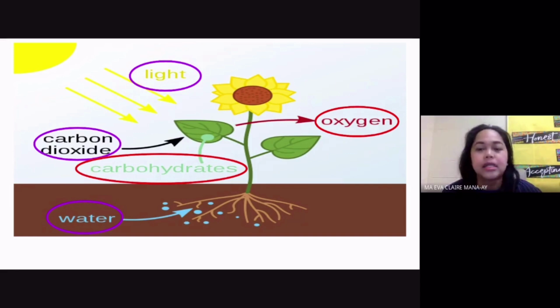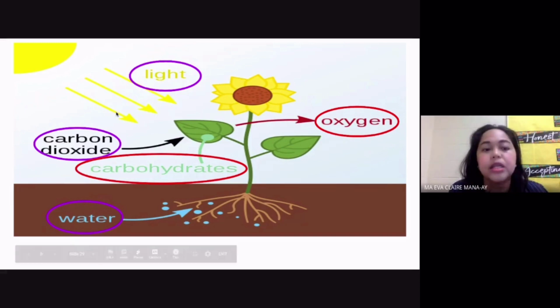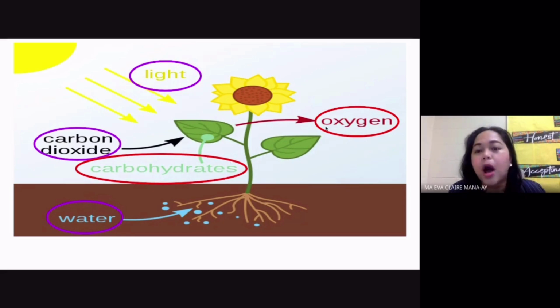Why is this considered a waste product? Because of course your plants do not really need oxygen. Oxygen is just given off to the atmosphere, and of course oxygen is used by organisms like us. So again, these are the three chemical reactants that we start with in photosynthesis. And of course, we also have the products, that's carbohydrates and oxygen.